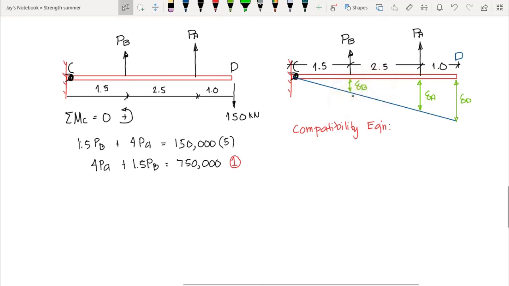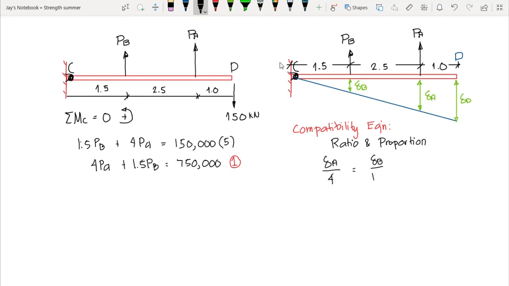Okay, so how are we going to create a compatibility equation? Now we know that this is just similar triangles, correct? Now we could create a relationship of our two deformations A and B with respect to their respective distance from point C. So we could say by ratio and proportion, that the deformation at A over 4 is equal to the deformation at B over 1.5.